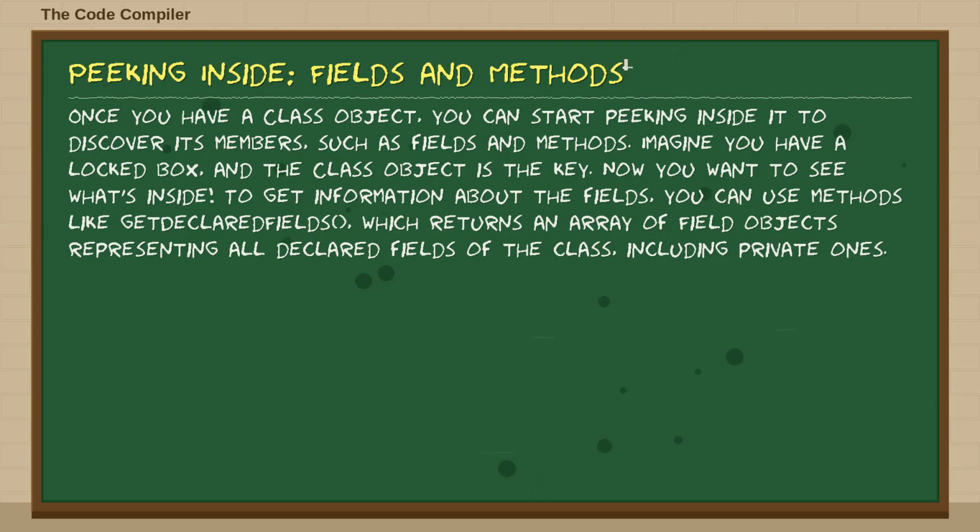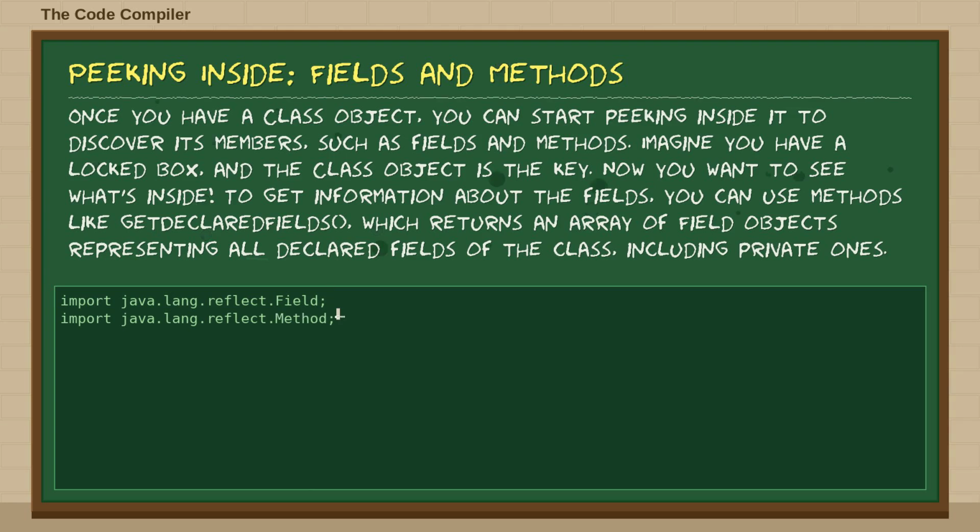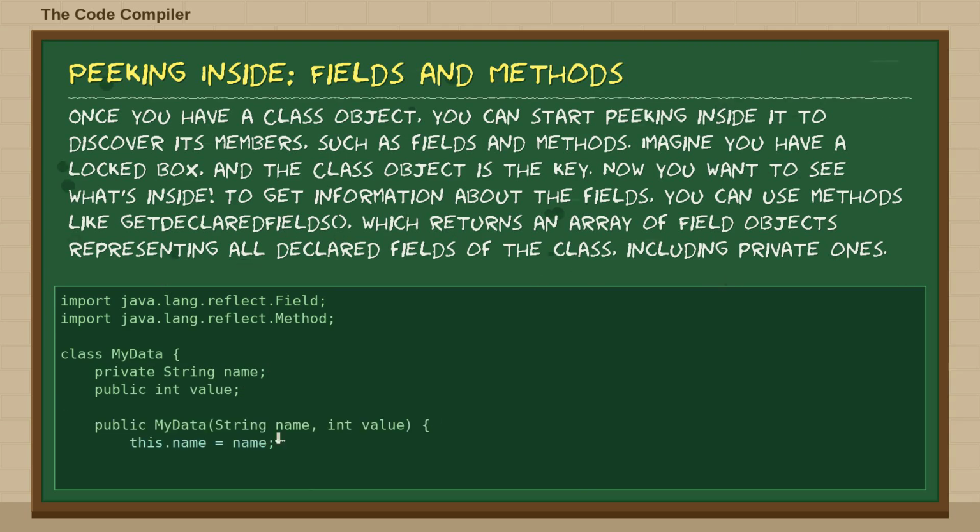Similarly, to inspect methods, you use getDeclaredMethods, which gives you an array of Method objects. Each Field object provides details like the field's name, type, and modifiers. Each Method object gives you the method's name, return type, parameters, and so on. This allows you to programmatically understand the structure of any class.